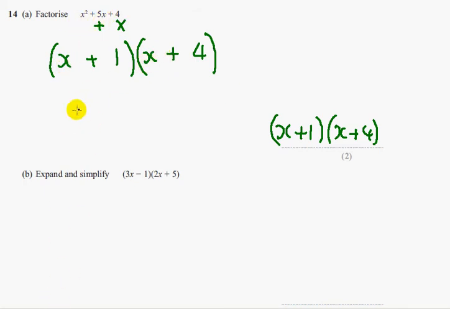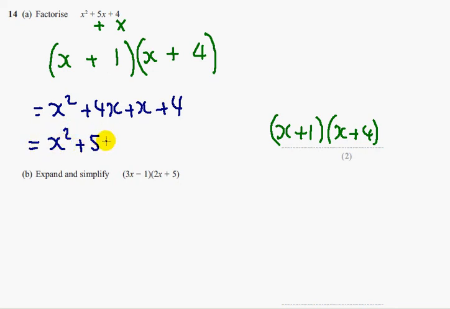So x times x is x squared. X times 4 is plus 4x. 1 times x is plus x. 1 times 4 is plus 4. Now if we collect like terms, that gives us x squared plus 5x plus 4. So is that the same as what we started with? Yes, it is. So that is worth 2 marks.